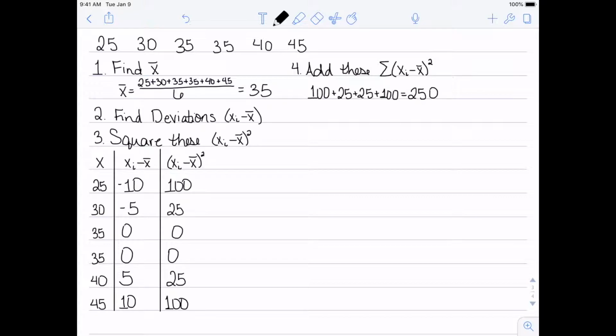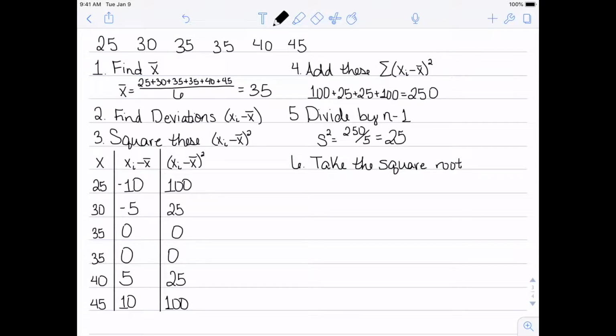Step 5 is then to divide by n minus 1, because our formula for standard deviation divides by n minus 1. Since this data set has 6 values, I'll need to divide by 5, since 6 minus 1 is 5. And that gets me 25. At this point, I do have the variance. Dealing with variance is a lot more rare than dealing with standard deviation, but so far I have found the variance. I just need one last step to find my standard deviation, which is to take the square root. Since the square root of 25 is 5, I now have that my standard deviation is 5.